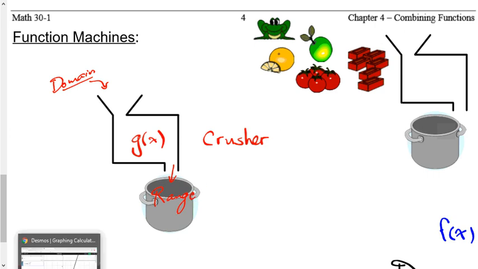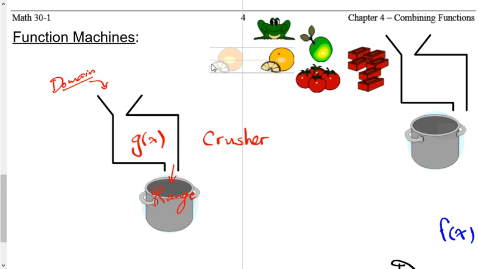So let's look at some of the items we have that we could consider here. Suppose I was to take this orange. Could I put this into my crusher and get something out? Oh yes, I could. I could put in the orange and it would crush it up and I would get orange mush out. So I'm going to say this is in the domain. I'm going to build a little set of items over here, and I'll stick with red. Anything I put over here is in my domain.